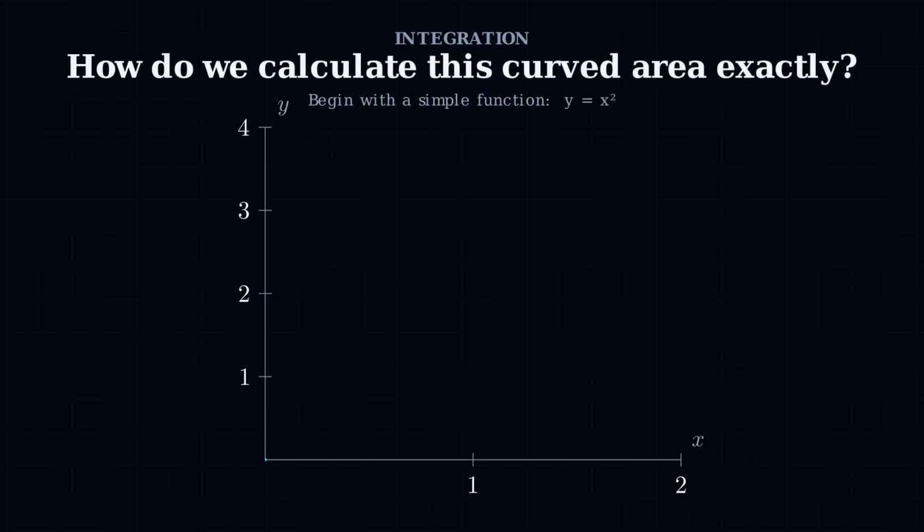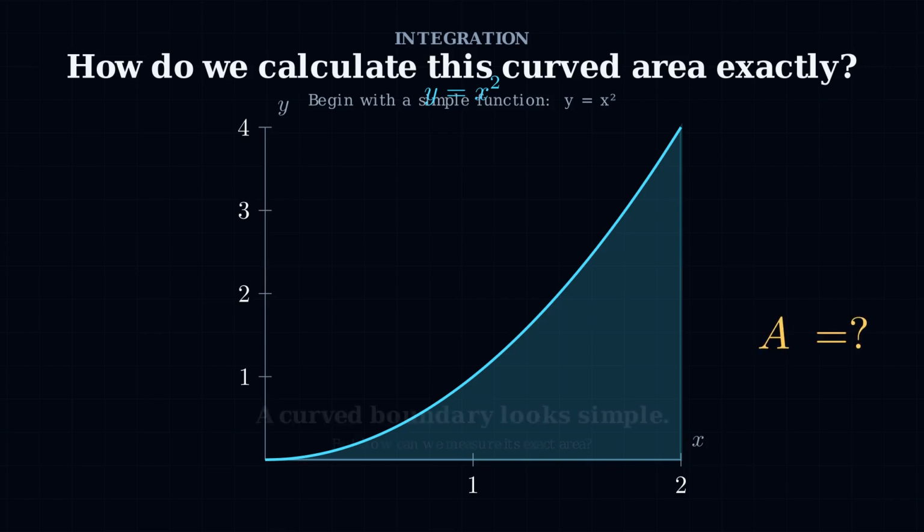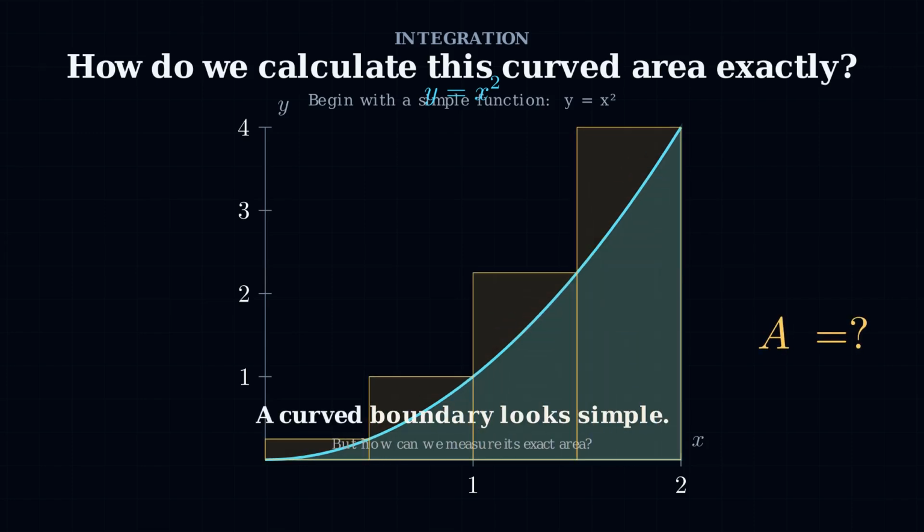Integration is the tool we use to measure the area under a curve. Let's start with a simple one. y equals x squared, from 0 to 2. This region has a curved boundary, so there is no simple rectangle we can just measure. How do we find its exact area?